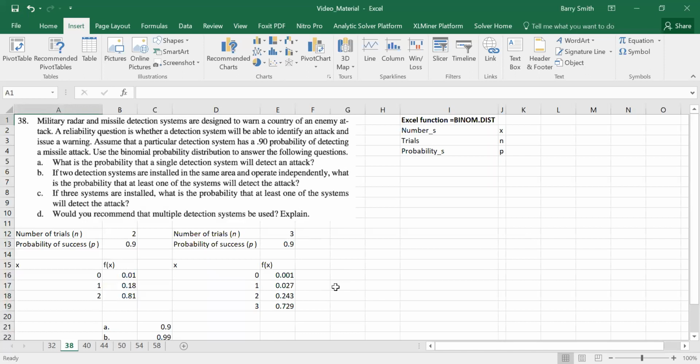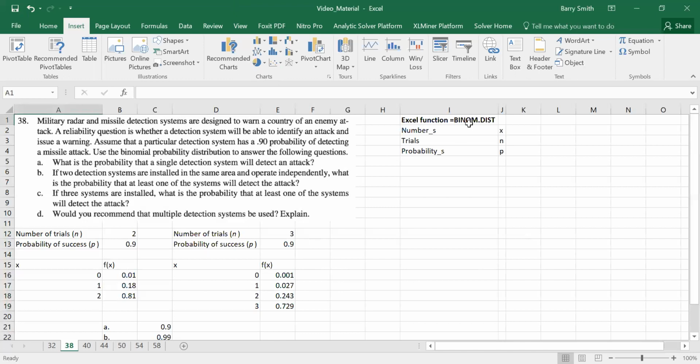B, if 2 detection systems are installed in the same area and operate independently, what is the probability that at least one of the systems will detect an attack? C, if 3 systems are installed, what is the probability that at least one of those will detect the attack? And D, would you recommend that multiple detection systems be used, and explain?